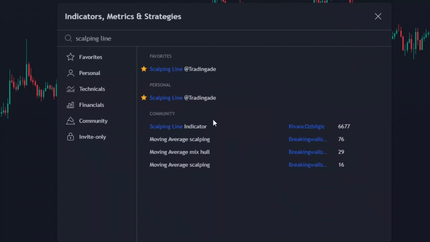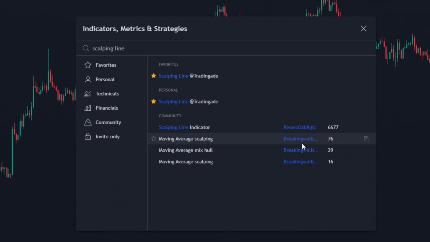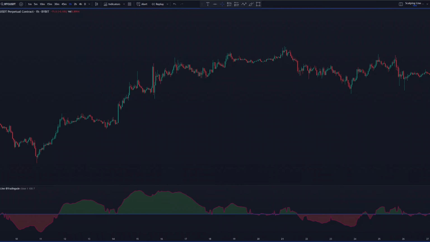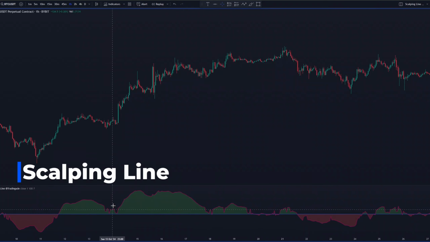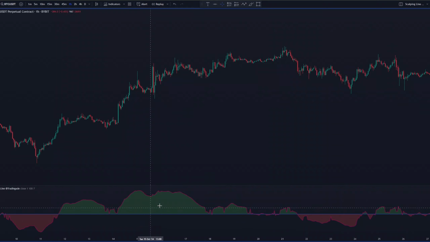This one is a modified version of this indicator by Kaivan C. Once you have loaded it onto the chart, as you can see, it's pretty straightforward. The center line represents the stair-step moving average, which smooths out price changes to highlight significant trends, while the scalping line represents the difference between the center and the simple moving average.